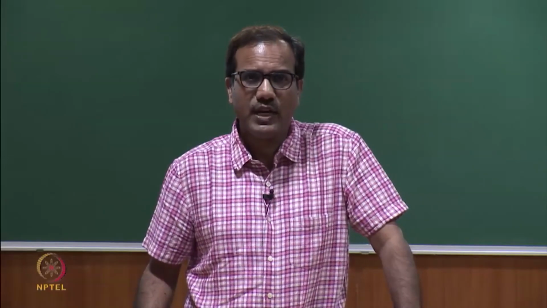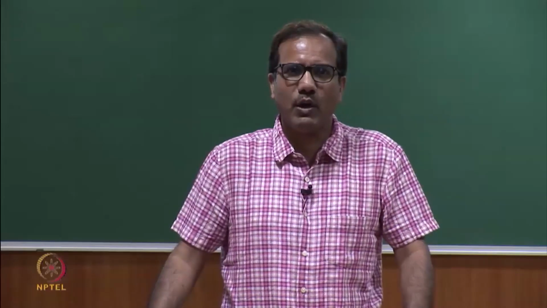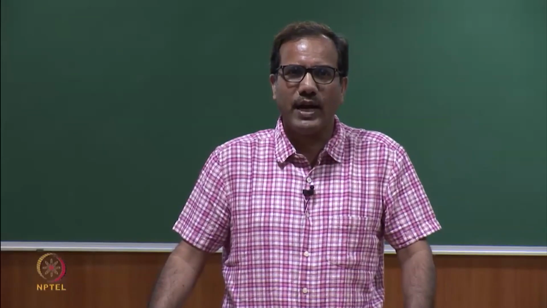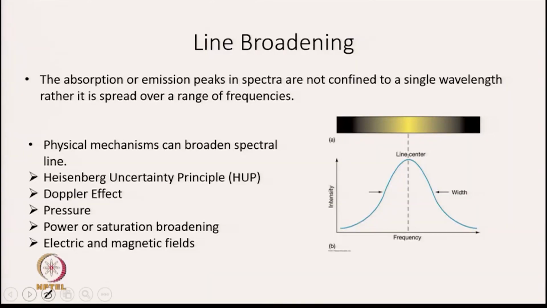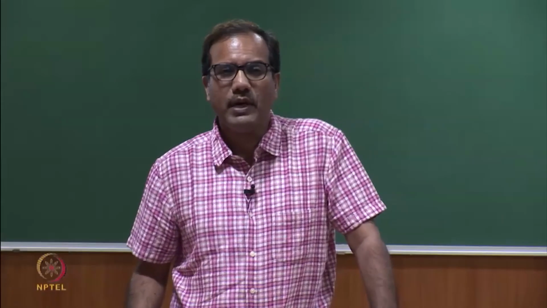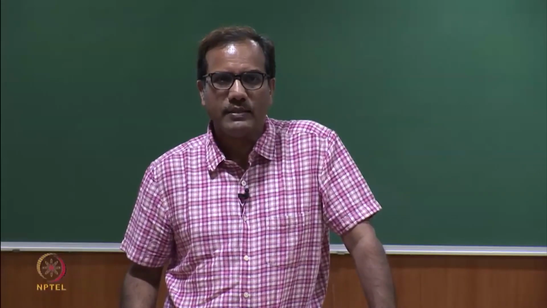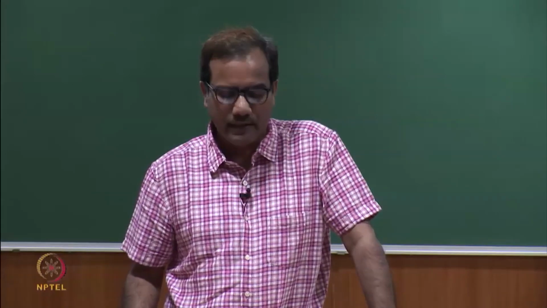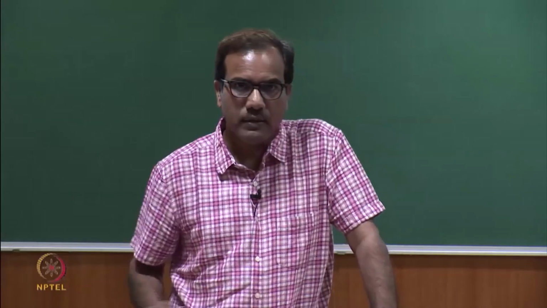The factors which can affect line broadening are the Heisenberg uncertainty principle. A line can broaden due to the Doppler effect, due to pressure, power or saturation broadening, and it can also broaden in electric or magnetic fields. We will go one by one and see how these five factors affect the broadening of signals.